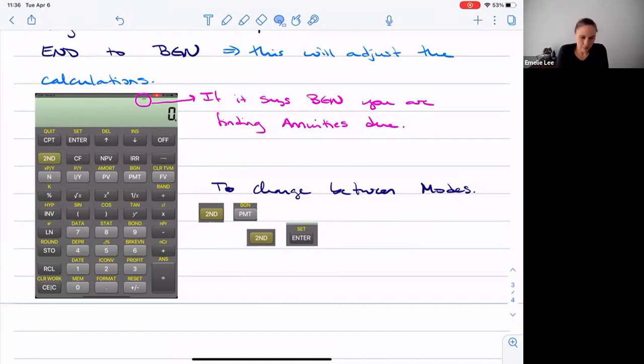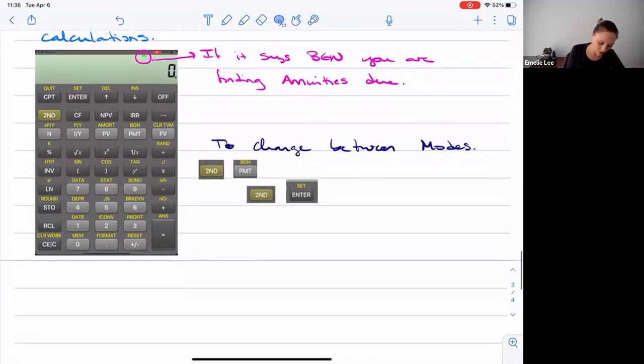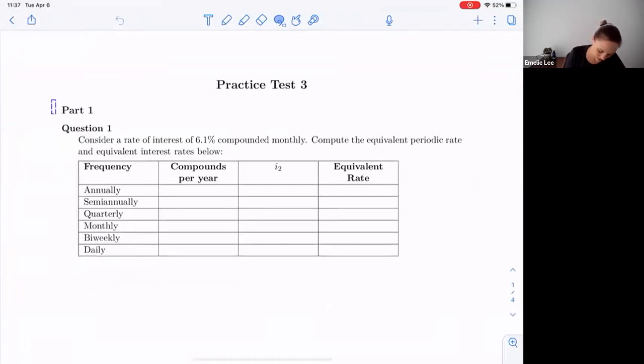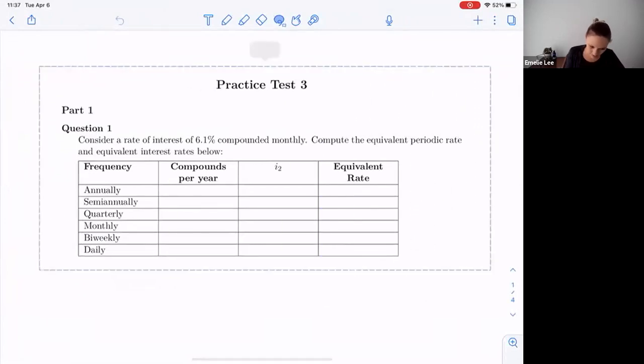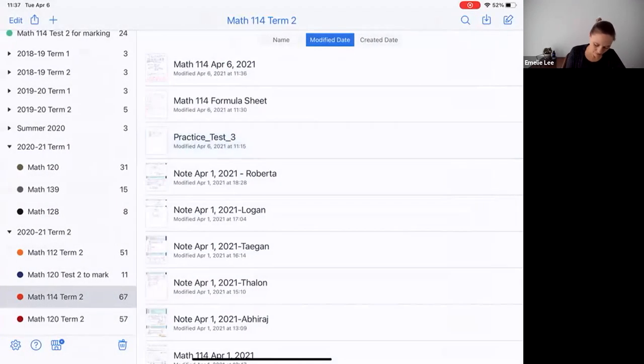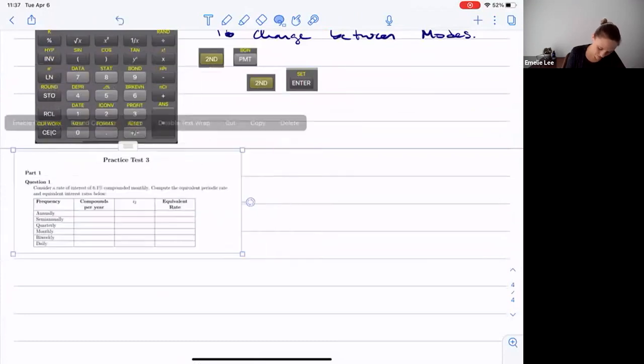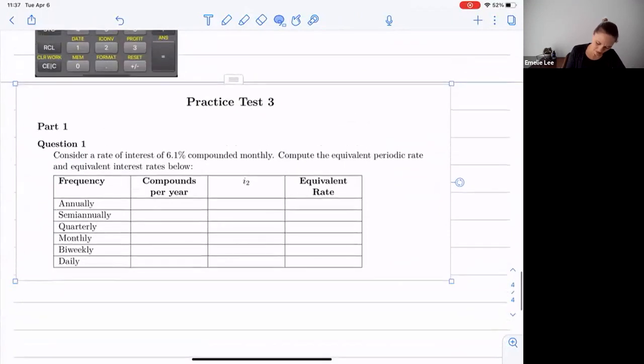So let's grab this practice test and get to work here because I want to get through it all. What I'm going to do is only the calculator entries so that you can see those and practice those. But of course, if you're doing it by hand, you should end up at the same answers. So here we go. Here's the one that we're going to work through together.